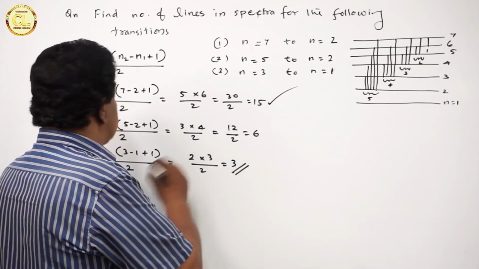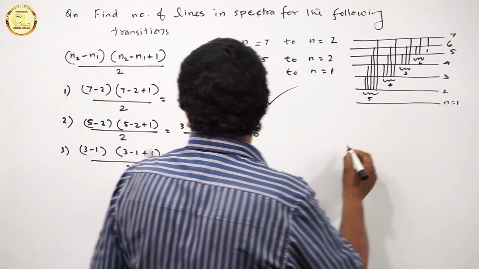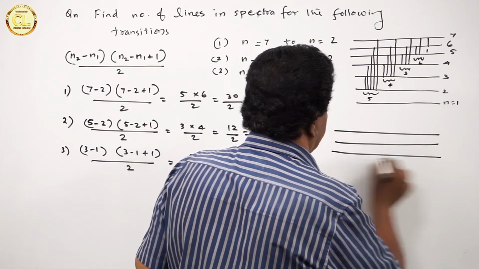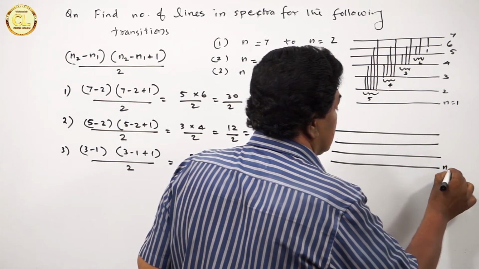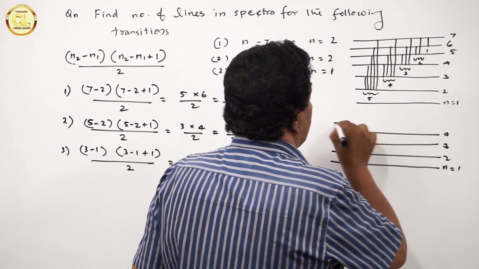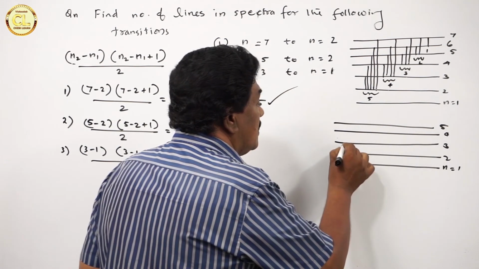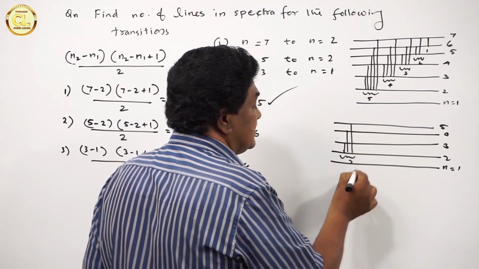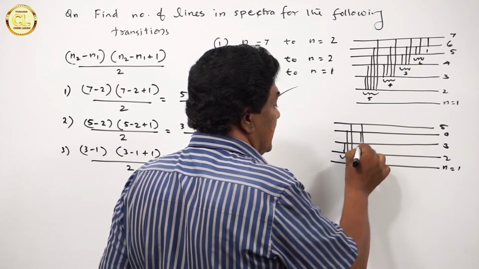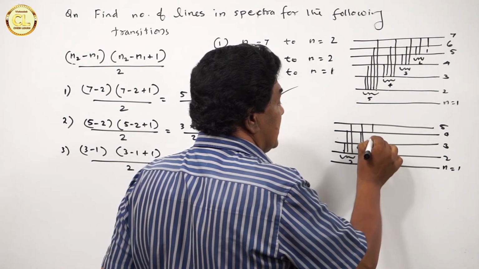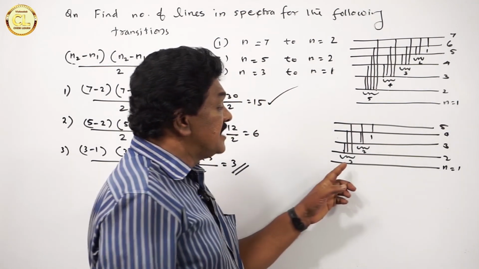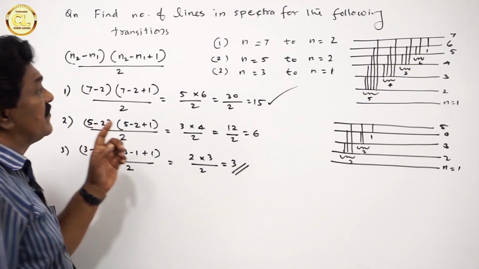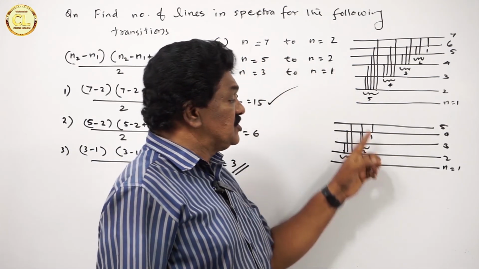Now, let us check for this, that is 5 to 2. See, n is equal to 1, 2, 3, 4, 5. See, first line, second line, third line. See, there are 3 lines, there are 2 lines, and there is 1 line. Therefore, there are 3 plus 2 plus 1 is equal to 6 lines during the transition from n is equal to 5 to n is equal to 2.